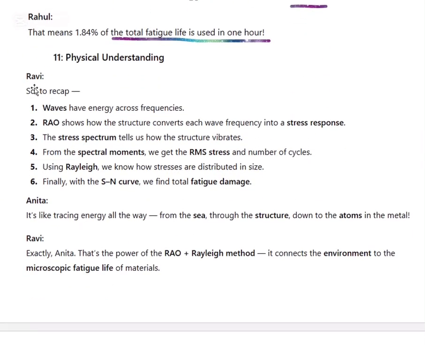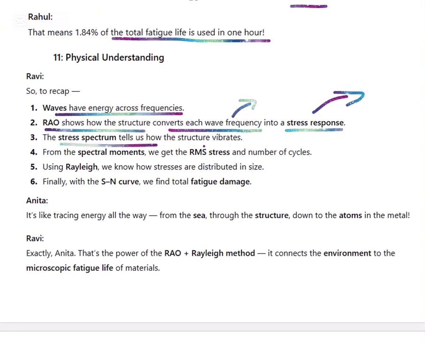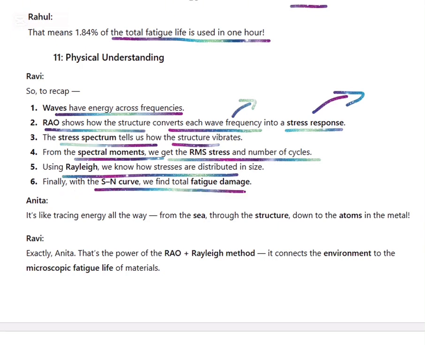So, physical understanding. Waves have energy across frequencies. The RAO shows how the structure converts each wave frequency into a stress response. The stress spectrum tells us how the structure vibrates. From spectral moments we get the RMS values and number of cycles. Using Rayleigh we know how stresses are distributed in size. And finally, with SN curves we find the total fatigue damage. That's the power of the RAO Rayleigh method. It connects the environment and the microscopic life of the materials.